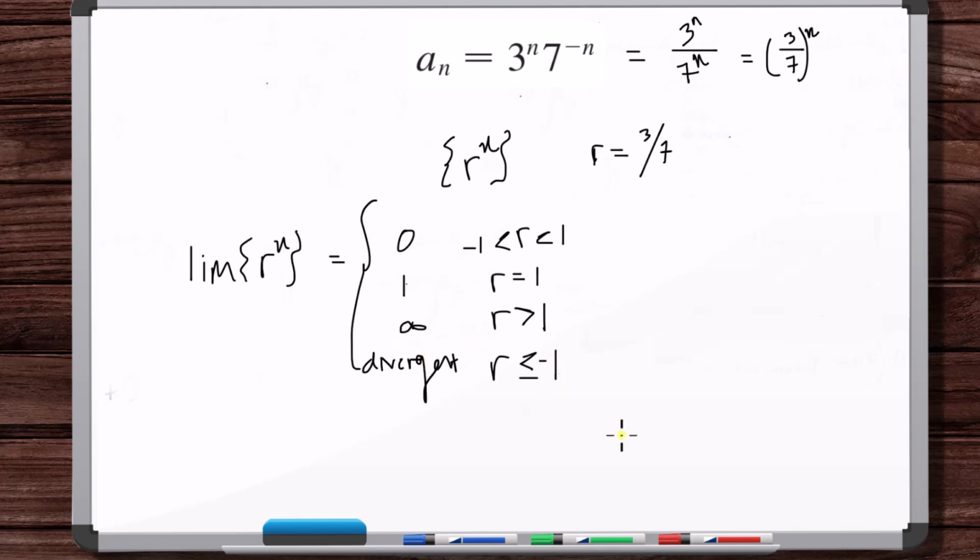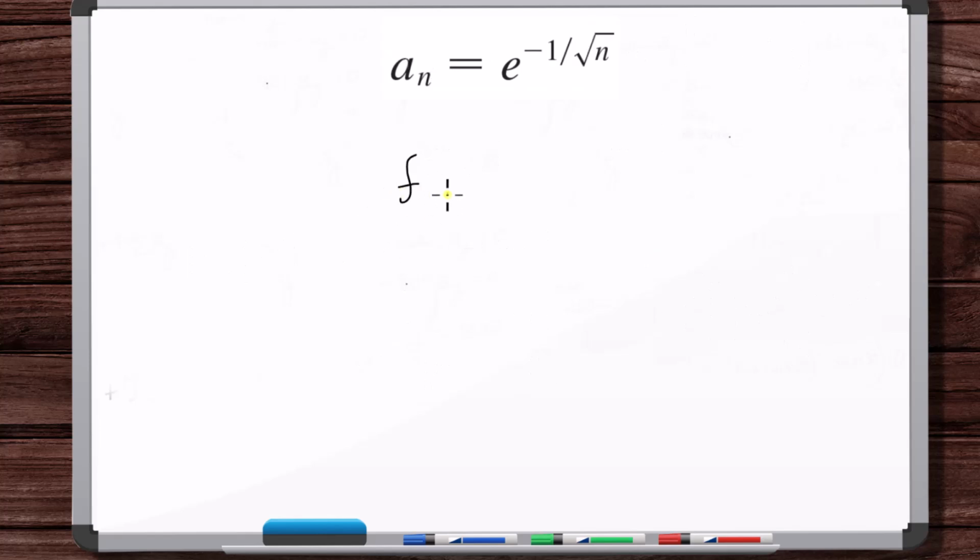Okay, so what do we have here though? We've got an r that's between -1 and 1. So therefore the limit of the sequence (3/7) to the n is equal to 0. Okay, can we write this as e?